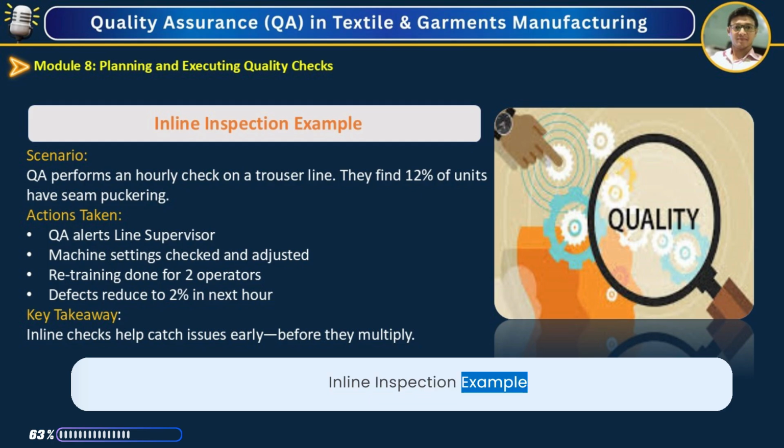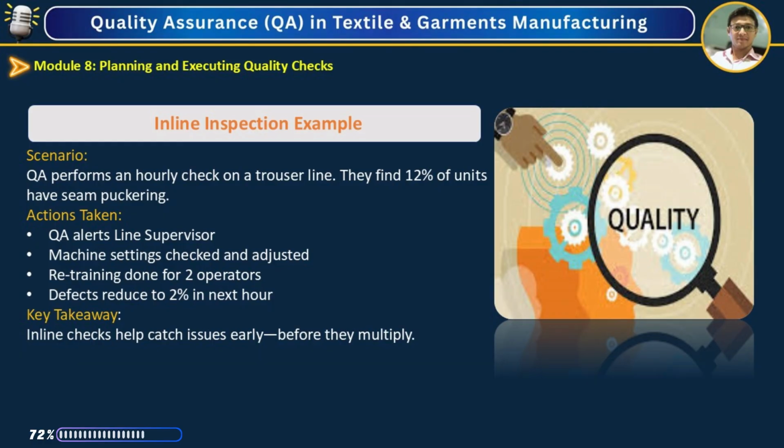Inline inspection example. Scenario: QA performs an hourly check on a trouser line. They find 12% of units have seam puckering. Actions taken: QA alerts line supervisor. Machine settings checked and adjusted. Retraining done for 2 operators. Defects reduced to 2% in next hour.